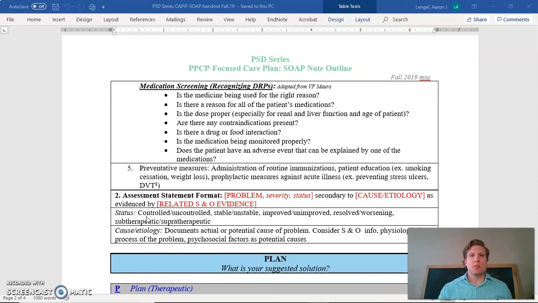and then what is the evidence that we have to support that. This is really important to get good at, because when you're communicating with preceptors and with other healthcare professionals, being able to create an assessment statement that is grounded in data from the patient is going to help people accept and understand why you're making recommendations and the things that you're trying to do.